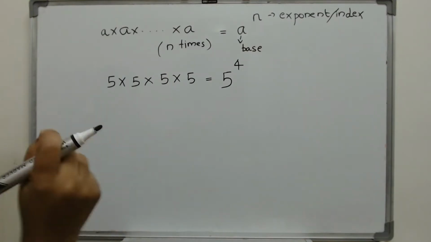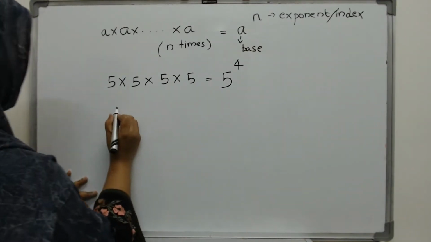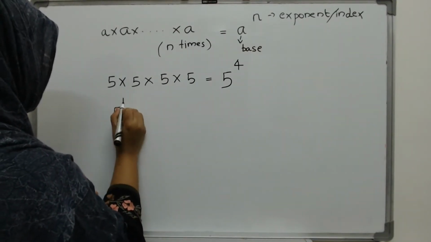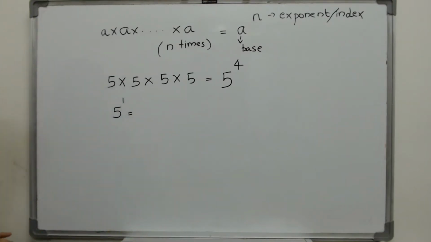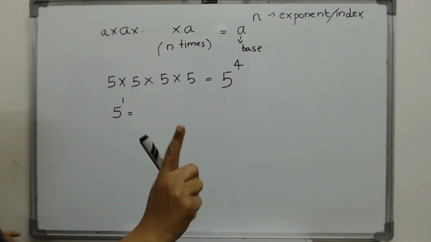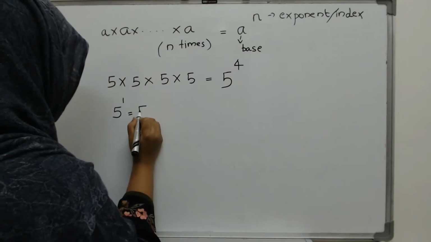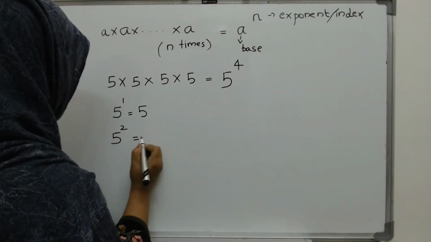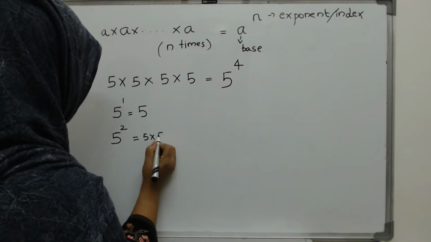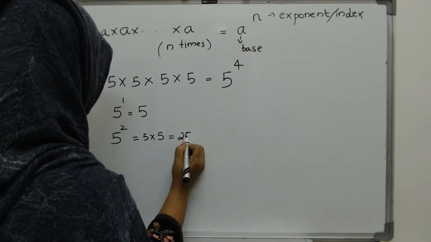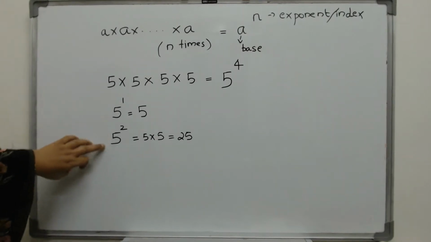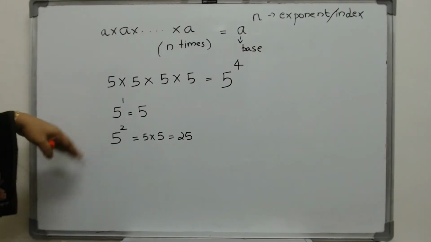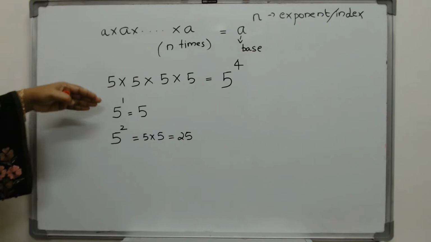Now let us see some simple examples. What would be 5 raised to 1? A number multiplied by itself just once. So it will just be 5. What would be 5 raised to 2? That would be 5 into 5, which is 25. And this is also called 5 square. You can say it as 5 raised to 2 or 5 square.